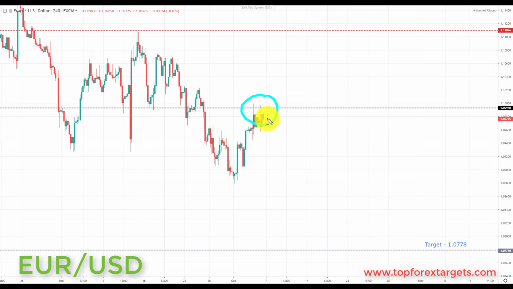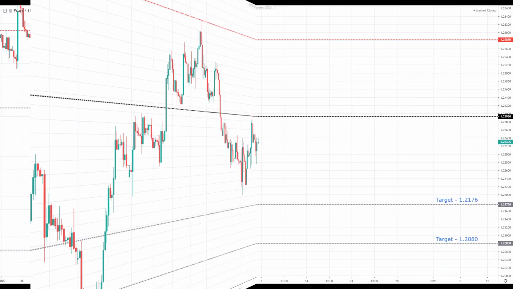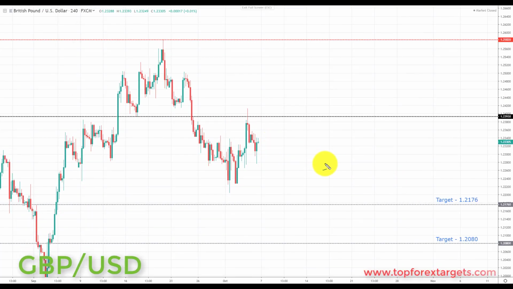And we're going to be looking at initiating shorts down towards the next key of support to the downside of the target set at the 1.07780. So next market we're going to look at is pound dollar.